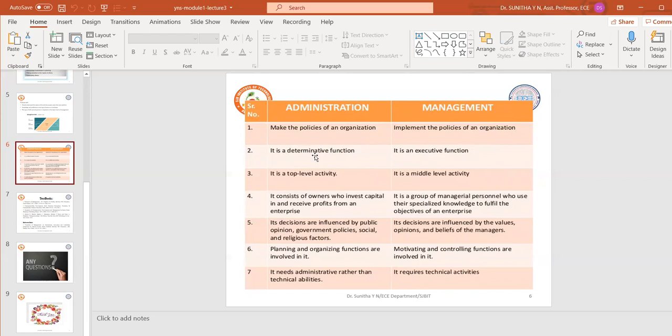Administration is a determinative function, whereas management is an executive function. It is derived here, it is executed here in this section. Administration is obviously a top level activity, whereas management is called a middle level activity. In administration, you will find owners who invest capital and receive profit from the enterprise. Whatever company they have, they will earn profit, and they are called owners.